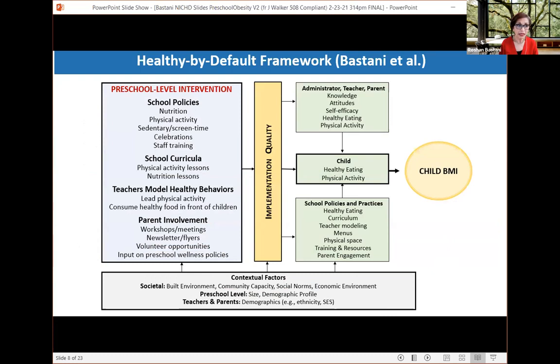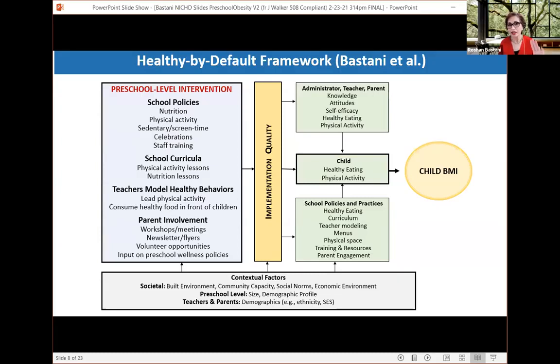So in this model, on the left, we show the intervention, which is multi-level, implemented at the entire preschool level, starting with school policies on nutrition, physical activity, screen time, and so on. Changes in the school curriculum, what is actually taught every day, all day in the classroom by the teacher, to incorporate physical activity and nutrition lessons, getting teachers to model healthy behaviors and a good level of parent involvement, because that's very important to sustain the changes at home.